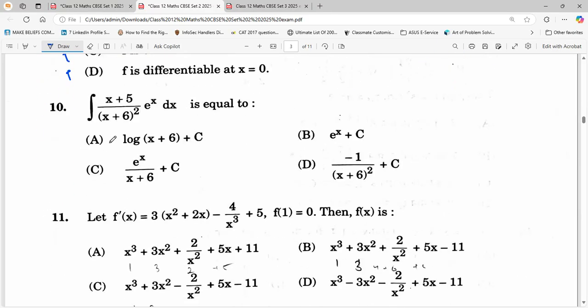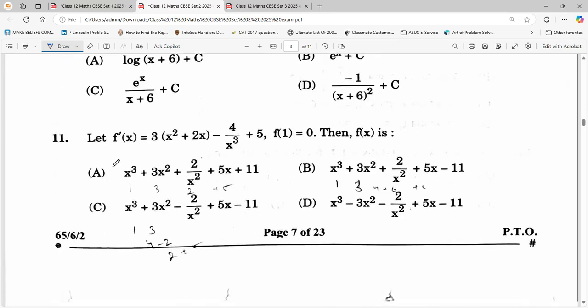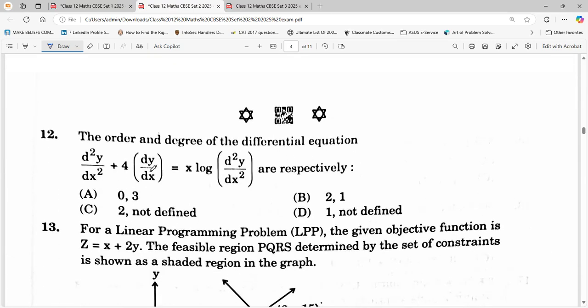We have already done question 10. We have already done question 11. We have already done question 12. But no, we'll try it again. This question is different. This question 12 is different.